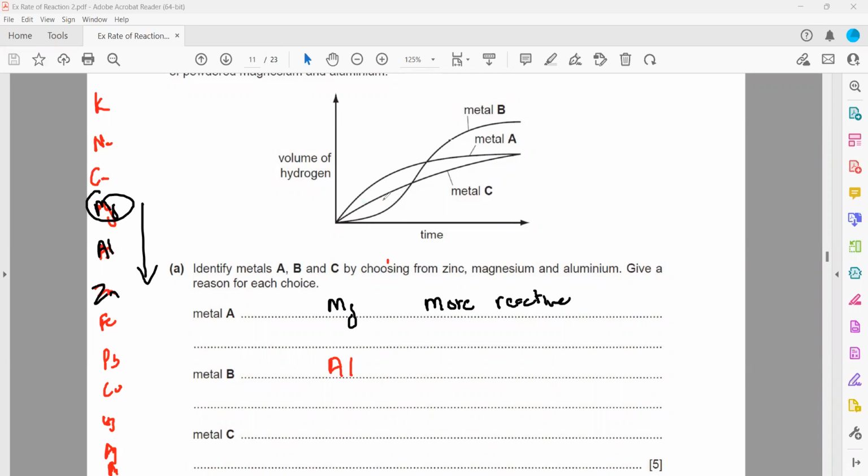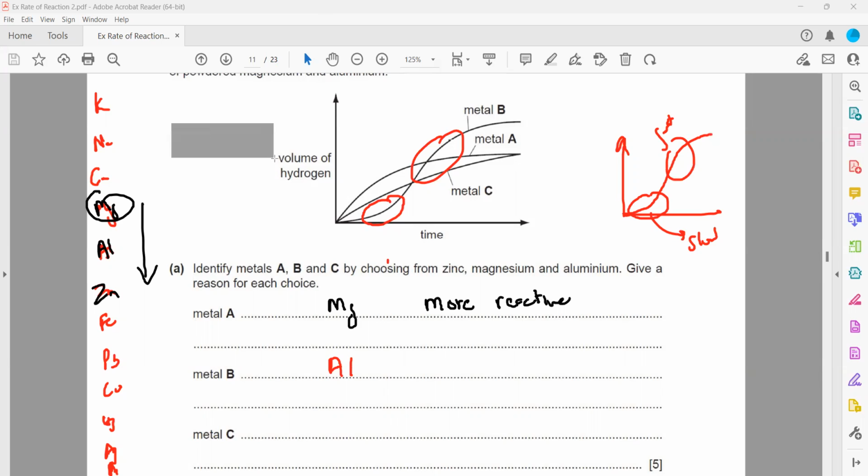Why does aluminium react in this manner compared to other metals? Why in the beginning was the reaction very slow and then suddenly the reaction became fast? The reason is that a piece of aluminium has an oxide layer. Whenever you have a piece of aluminium, it has a protective oxide layer, aluminium oxide, which does not allow it to react initially, so the reaction will be slow.